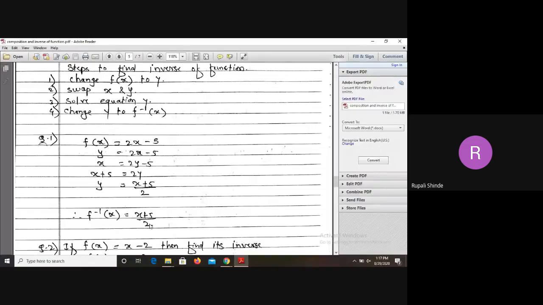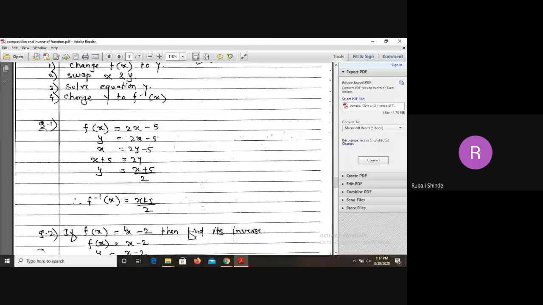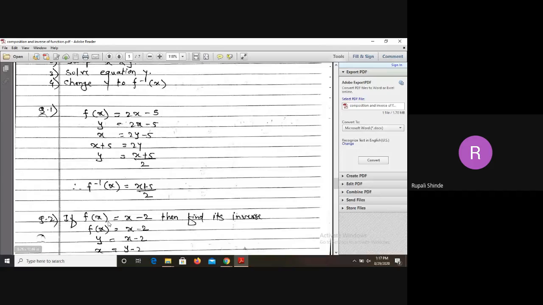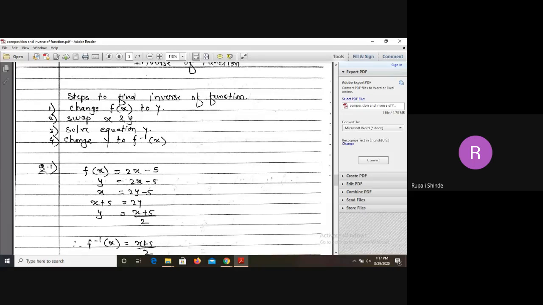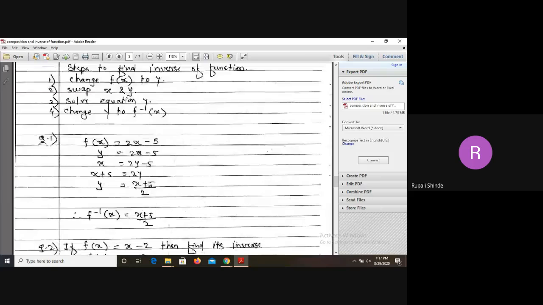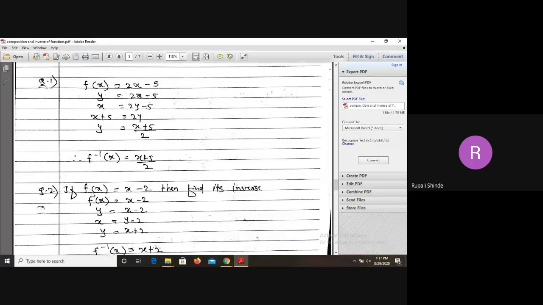So likewise again all these 4 steps we have to apply for this second example. If f of x is equal to x minus 2, then find its inverse. So again same steps we have to apply. What is step number 1? Change f of x to y. So f of x is here, we have to replace this f of x by y. Now your equation becomes y is equal to x minus 2.